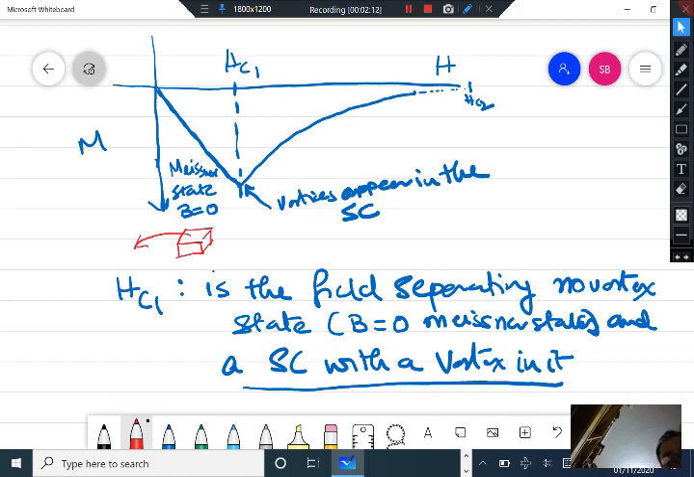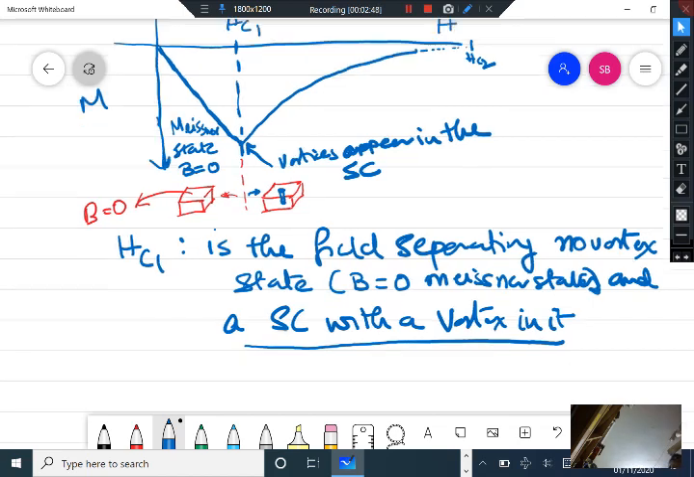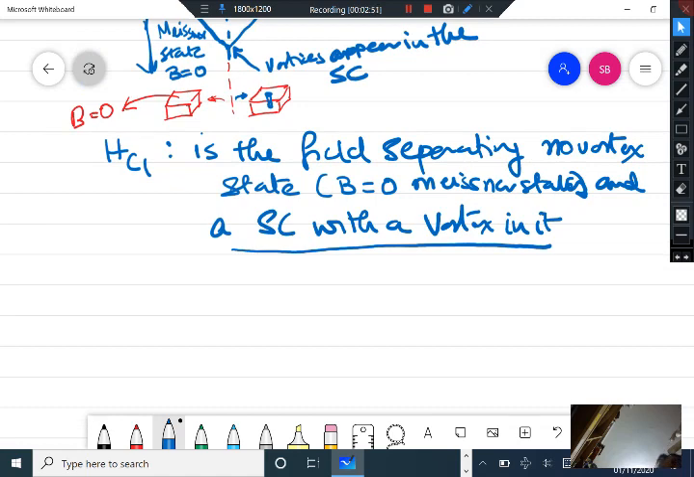Here B is equal to 0, and just above the lower critical field you have a superconductor with a vortex which is created inside it. So the lower critical field HC1 actually separates these two states. On one side you have a superconductor with no magnetic field inside it, and on the other side you have a vortex created inside the superconductor. So how does one describe such a state?